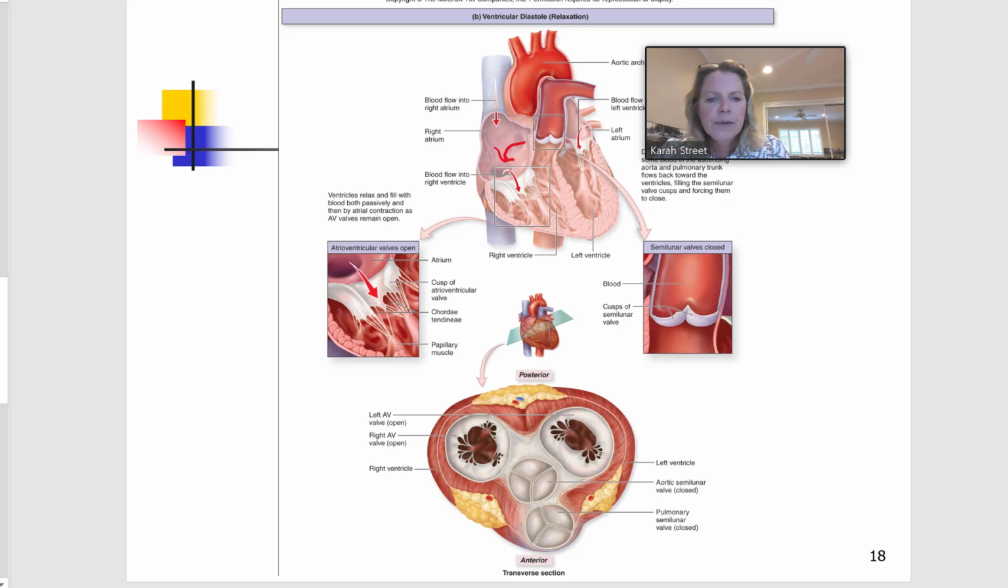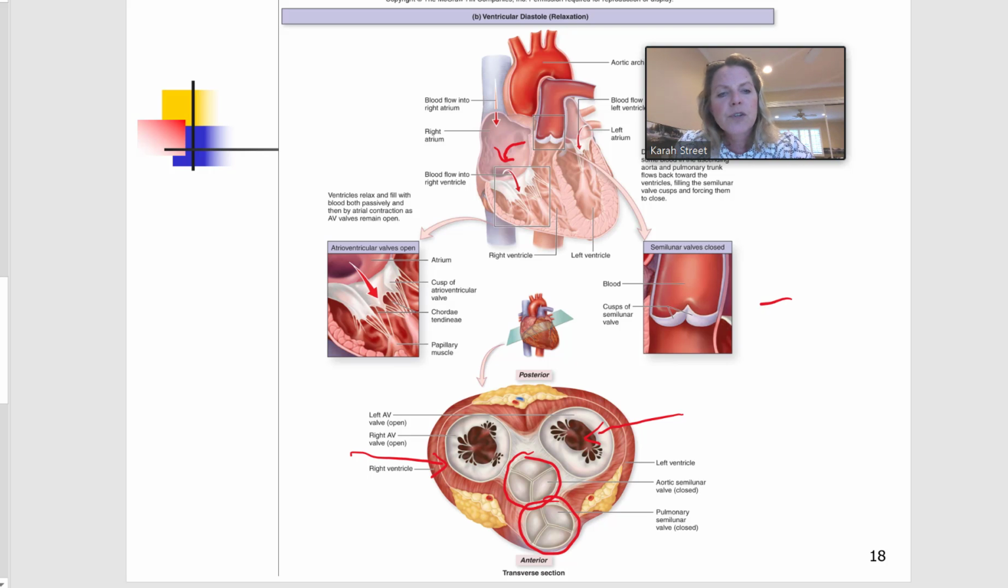This picture down here, you can see what it looks like when the AV valves are open. And we see at this moment that those 3 cusps for the semilunar valves for each one, those are closed. So at this point in time, the blood is pooling on top of those closed semilunar valves. And for the aortic semilunar valve, we have the opening of the coronary arteries. And at this moment in time, blood is traveling to the right and left coronary artery, to the coronary circulation, and delivering well-deserved oxygen and nutrients to the heart tissue.